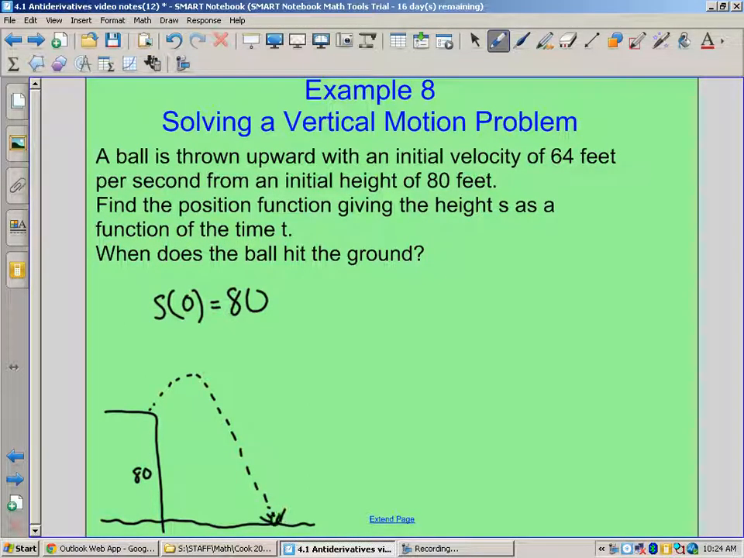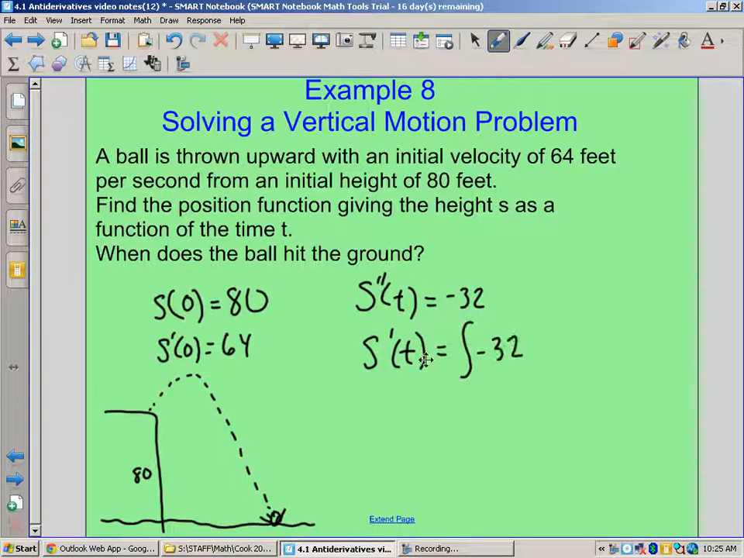We know that the initial velocity at time 0 is 64. And since we're dealing with feet per second, the acceleration due to gravity is negative 32 feet per second squared. And so now I'm going to work backwards. If I take the antiderivative of negative 32, that will give me the velocity. So s prime of t is going to be negative 32t plus some constant.